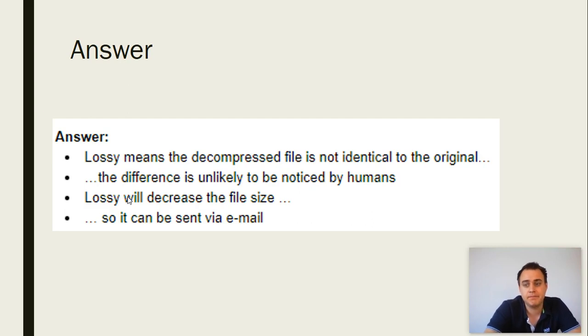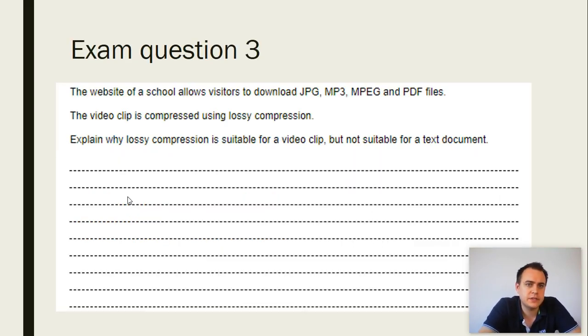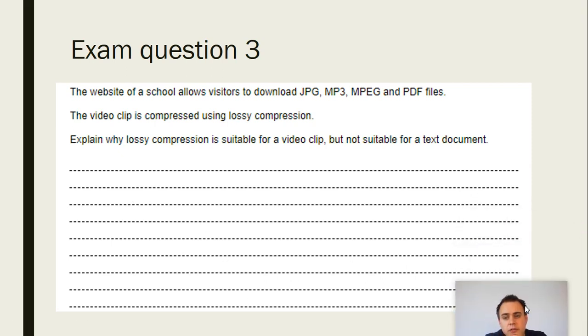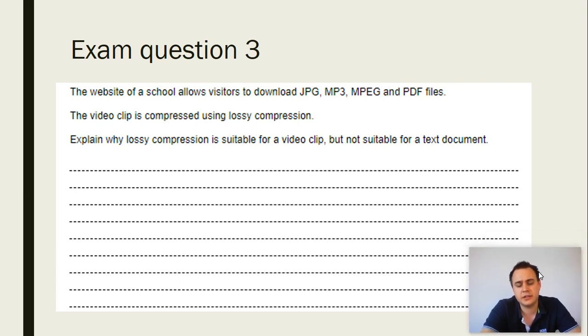All right, last question. The website of a school allows visitors to download JPEG, MP3, MPEG, and PDF files. The video clip is compressed using lossy compression. Explain why lossy compression is suitable for a video clip, but not suitable for a text document. So again, this is 3 marks. Answer the question and then come back.